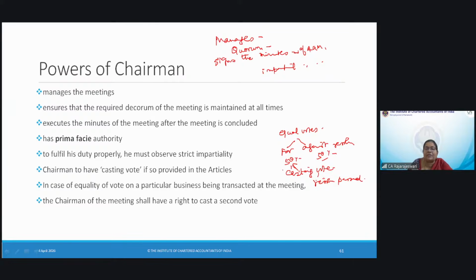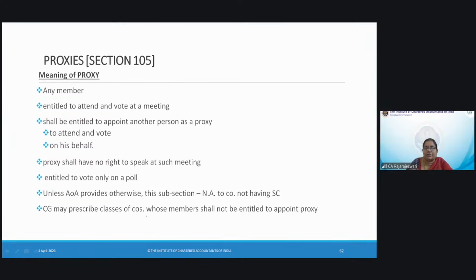That power he has, if so provided in the articles. If so provided in the articles, in case of equality of votes, he has a right to cast a second vote also, and he can treat it as concluded.